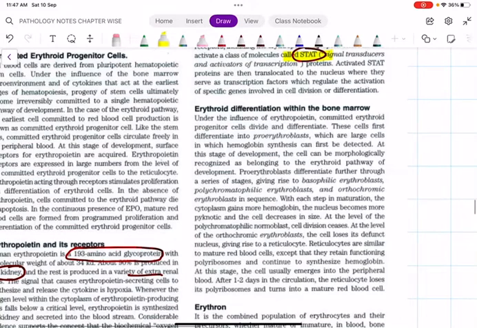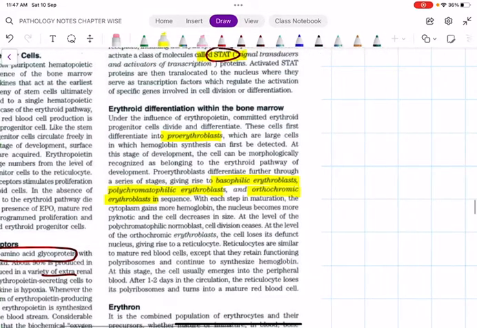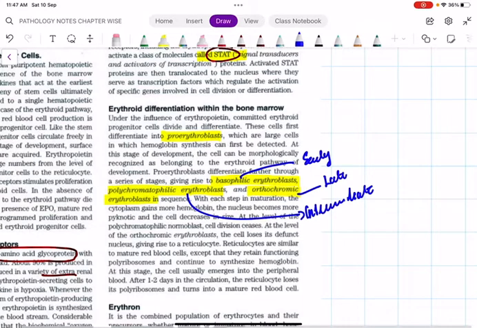Yes. What are the stages of erythropoiesis? Pro-erythroblast. Then we have basophilic erythroblast, polychromatophilic erythroblast, orthochromic erythroblast. Basophilic erythroblast is also called early erythroblast. Polychromatophilic is also called intermediate erythroblast. Orthochromic is called late erythroblast. In each of these stages, we will see the important characteristic features.